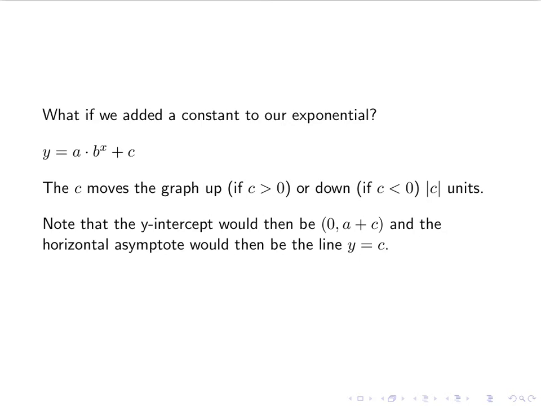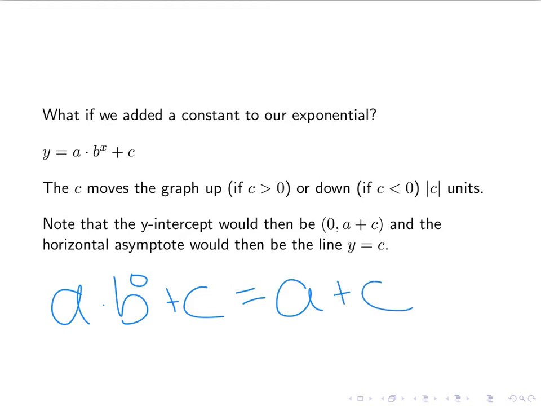Note that the y-intercept has been changed. And remember, everything's moving up or down. That includes the y-intercept. So if x is 0, I've got a times b to the 0 plus c. Again, b to the 0 is 1, so I just have a plus c. So my y-intercept is 0, comma a plus c.